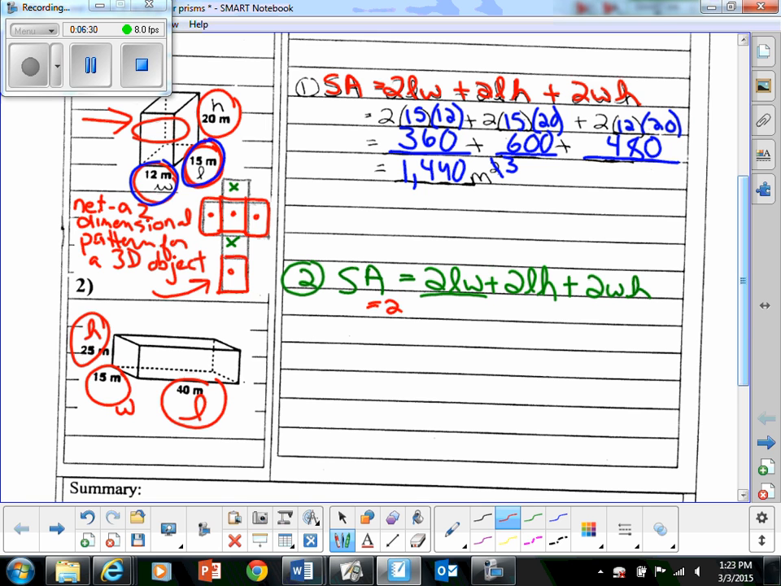All right, so hopefully you have 2 times 40 times 15 plus 2 times 40 times 25. I'm running out of space, so I'm going to go to the next line. 2 times 15 times 25. Okay, so our third step would be to calculate each of those sections individually. Okay, so go ahead and stop the video, and then you can come up with your calculations on your calculator, and you can write them in and check your answer with mine.